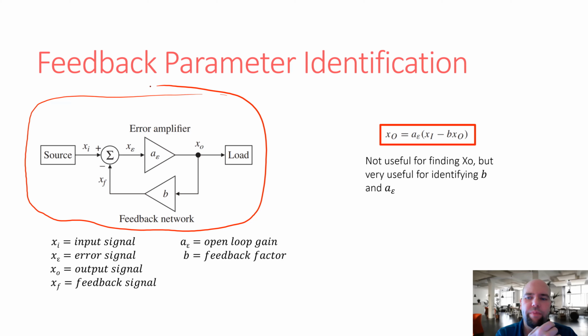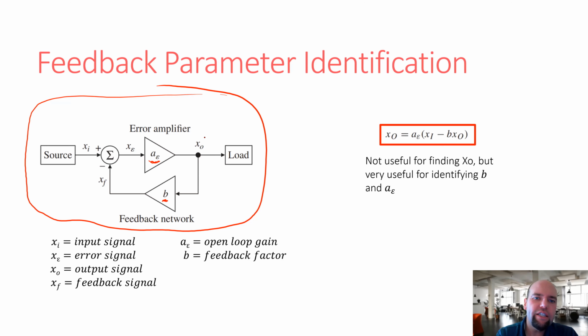The problem is when we build a circuit with op-amps, it's an op-amp and a bunch of resistors. It's not a nice clean A epsilon and B that's easily apparent. So we need to take our system of op-amps and resistors, and we need to convert them into a form where we can identify these values.